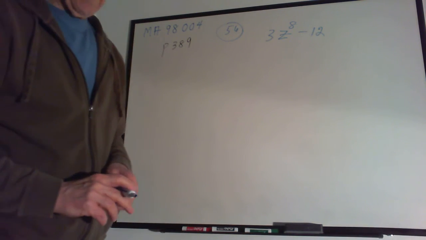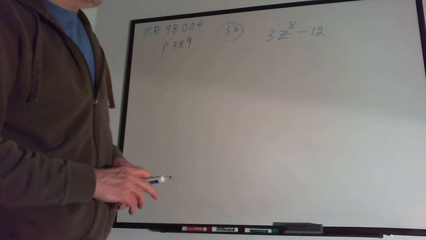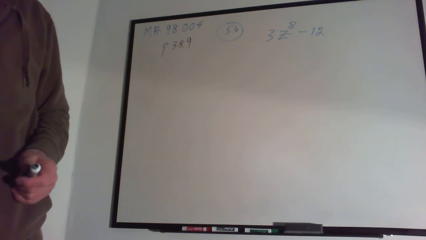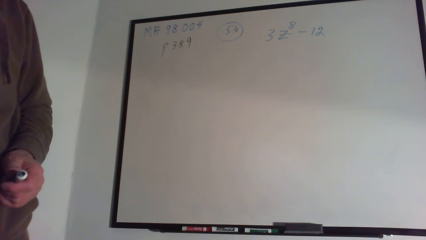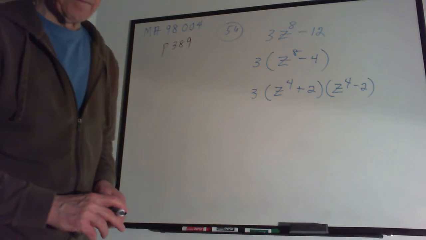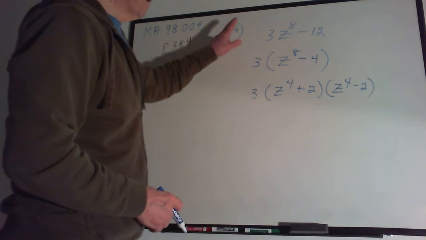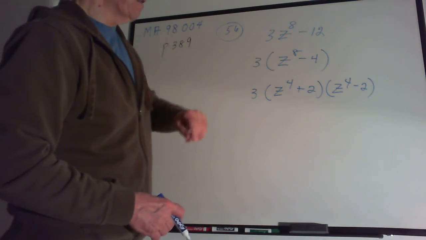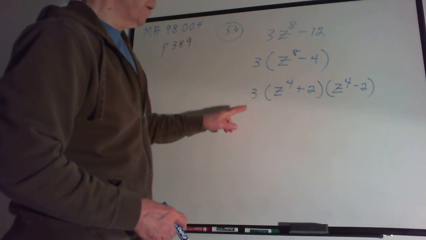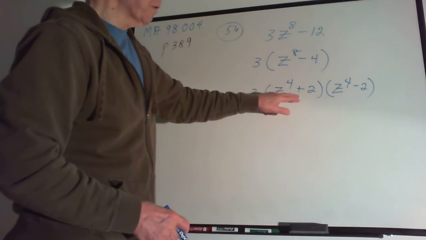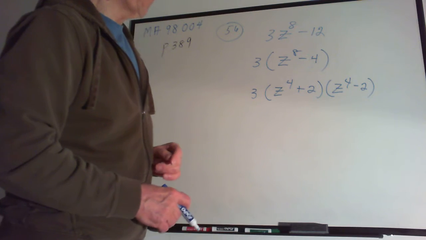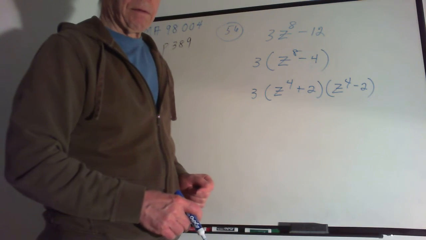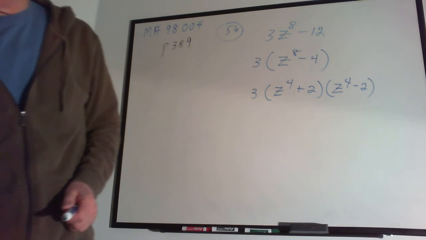All right, so number 56 is 3z to the 8th minus 12. Give it a try, see how you do with it. Factor it completely. Alright, so I can factor out a 3, which is my first step, and I have z to the 8th minus 4. That's going to give me z to the 4th plus 2, z to the 4th minus 2. And I can't factor it any more than that. So that's the end of that problem.